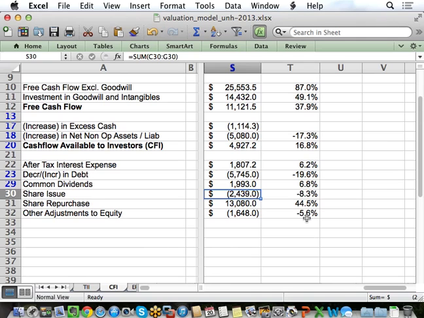But here's the key. Share repurchase. They bought back $13 billion worth of stock. How do you buy back $13 billion worth of stock when you only have $4.9 billion of CFI? You borrow the debt and the shareholder money to do so.